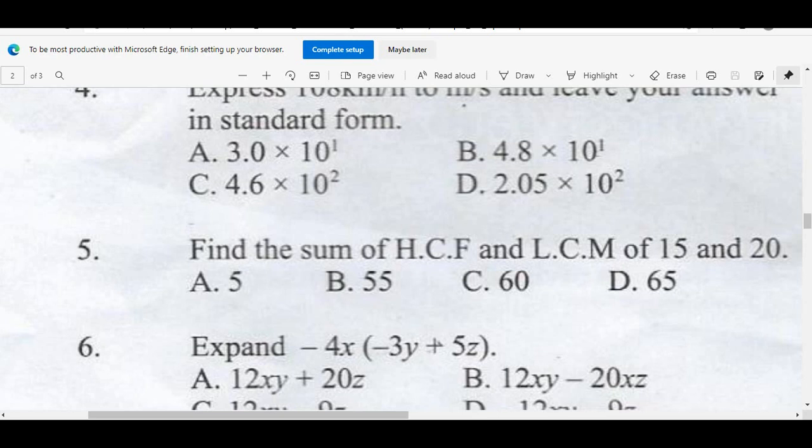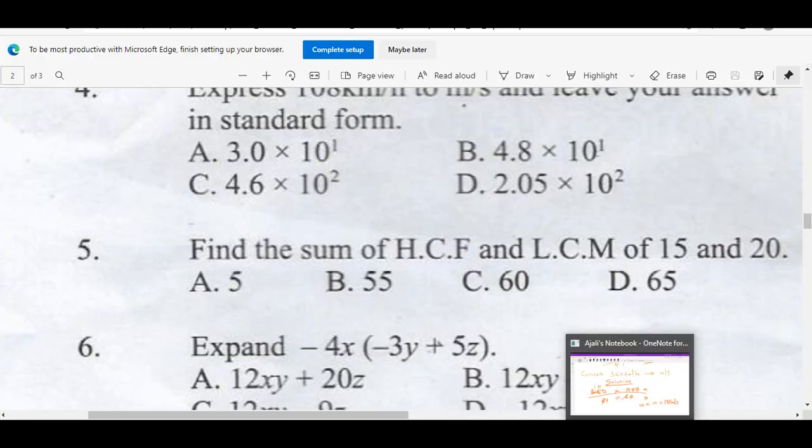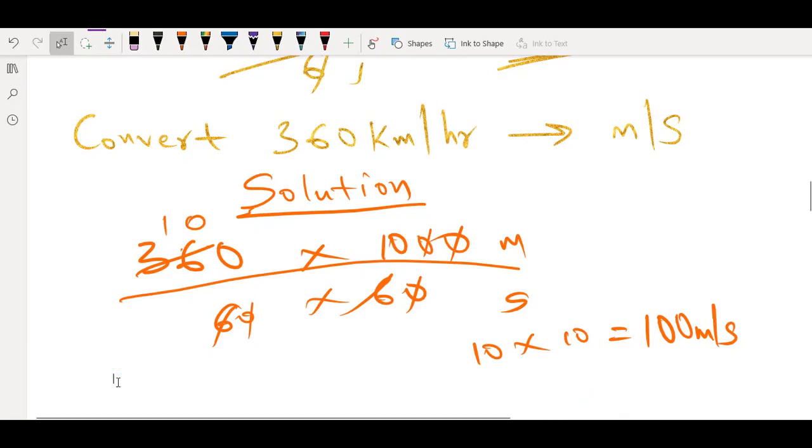Find the sum of the HCF and LCM of 15 and 20. Yes, sir. What's the answer? This is five. Option D. Okay, let's solve it. You want to know about that?